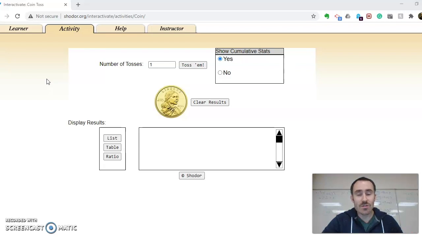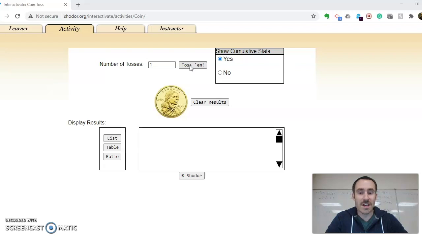It's just that as you toss a coin more and more times, the results will line up more and more closely with what the theoretical probability was. But the experimental probability, what actually happens, will not necessarily line up with the theoretical probability, especially in just a few trials. So here we go.